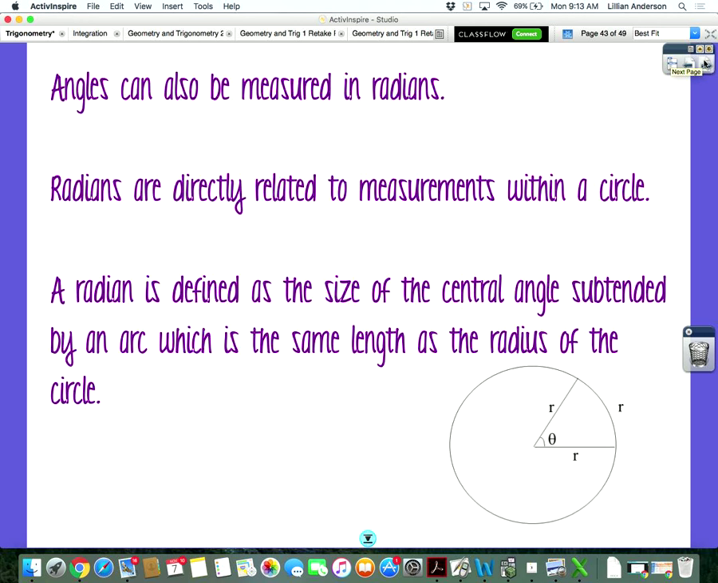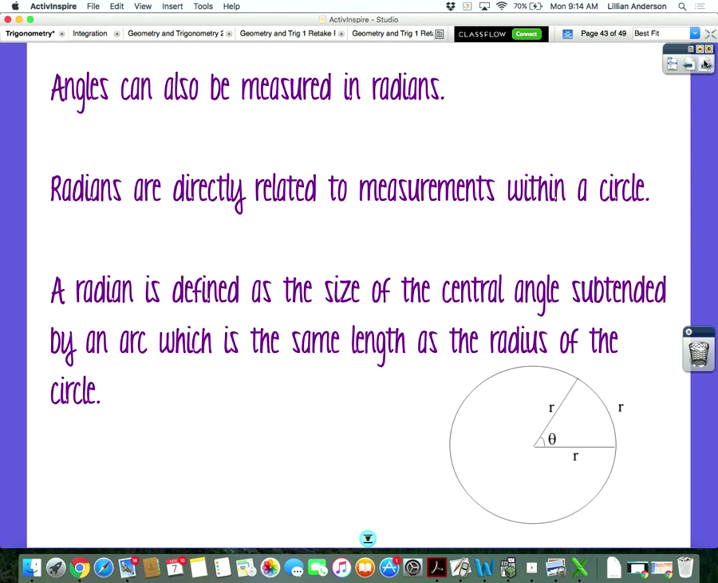Alright, moving forward, talking about radian measures. Angles can also be measured in radians, okay? A radian is directly related to measurements within a circle. Radians are more associated with a circle. And a radian is defined as the size of the central angle subtended by an arc which is the same length as the radius of a circle.